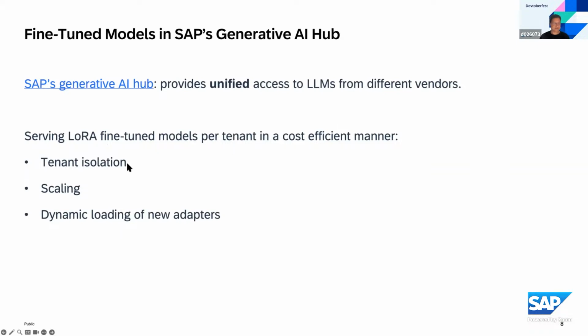So these three aspects are very important. First of all, the tenant isolation. Then the second thing is scaling. This means that if a lot of requests come in and they cannot be served by a single deployment, you have to clone it like it is done regularly in Kubernetes. You have to clone the service, the web service. But you still want to include all adapters and all capabilities that were there before.